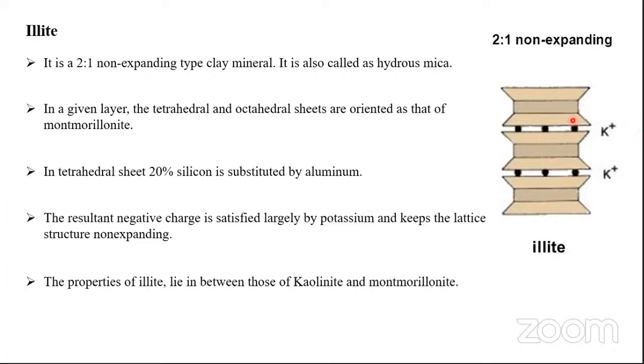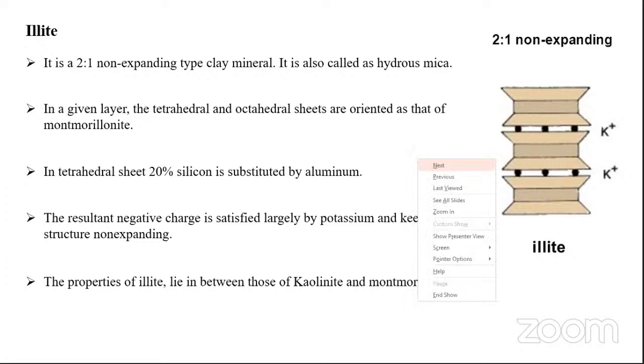So this satisfaction gives the stability to the illite clay mineral. Mostly, the properties of illite lie between kaolinite and montmorillonite; there will be intermediate relations. If you see the structure, it is quite similar to montmorillonite, but at the same time it is non-expanding. So it has some intermediate properties between kaolinite and montmorillonite. So this is regarding illite.